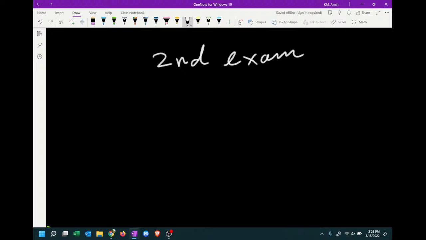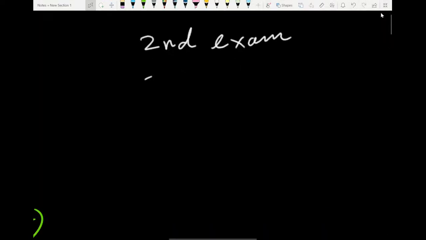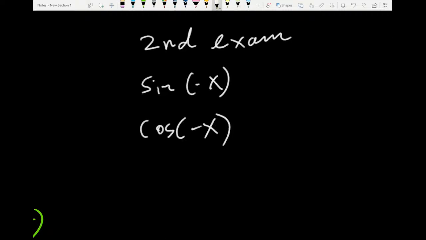Last time you guys asked the question why. So what happened to the signs negative? Your question was sine of negative x and cosine of negative x. I'll explain that to you.